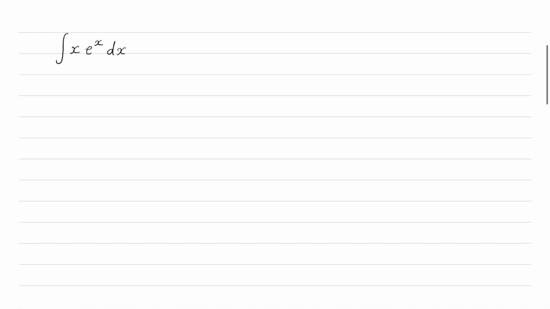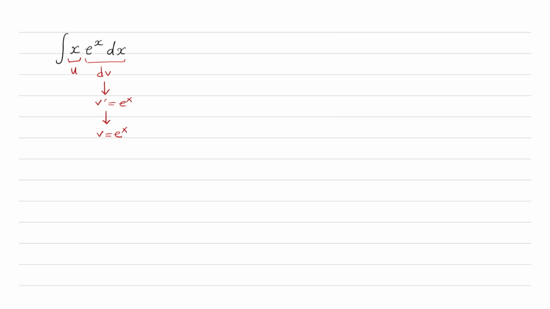So let's start with this one. I'm going to take x to be u and the rest to be dv. So this means that v prime is e to the x. So v is itself e to the x. And that's an easy antiderivative you can compute.